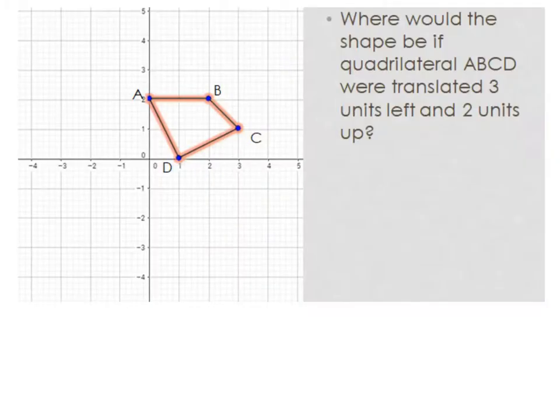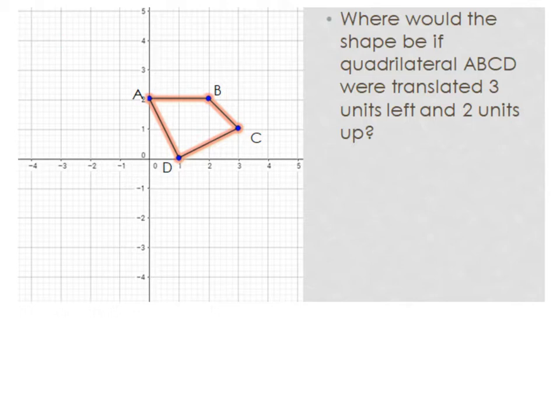Alrighty, now it's kind of going the other way. Rather than describing the transformations, we're going to draw it given a transformation. So where would the shape be if the quadrilateral ABCD were translated 3 units to the left and 2 units up? Well, if I move 3 units to the left, so let's take A for example. There it is. 3 units to the left, 1, 2, 3, and 2 units up, 1, 2. I'm going to be at the point -3, +4.